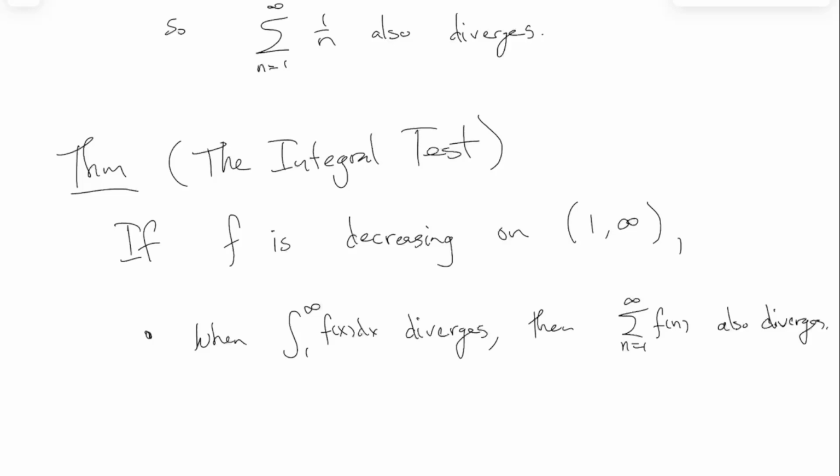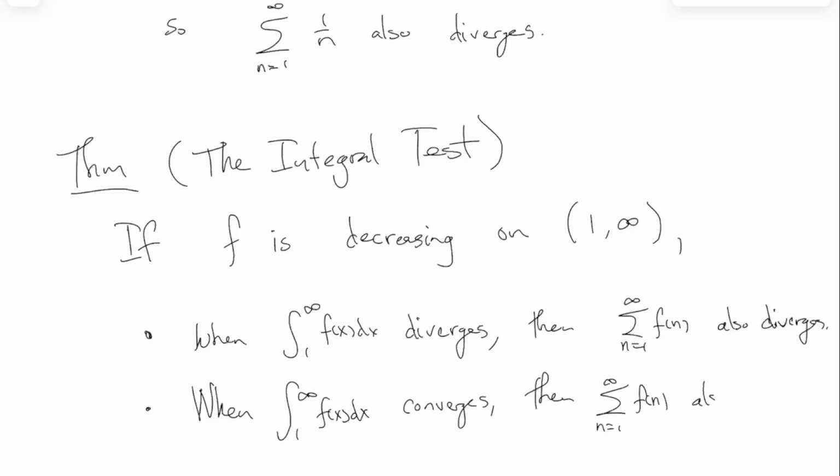That is exactly the way that we explained it in the example that we just did. And the same is also true for convergence. So when the integral of f of x dx converges, then the series, the sum from n equals 1 to infinity of f of n, also converges. All right.